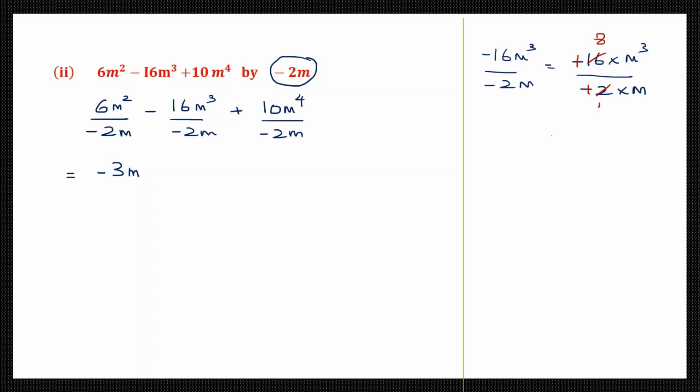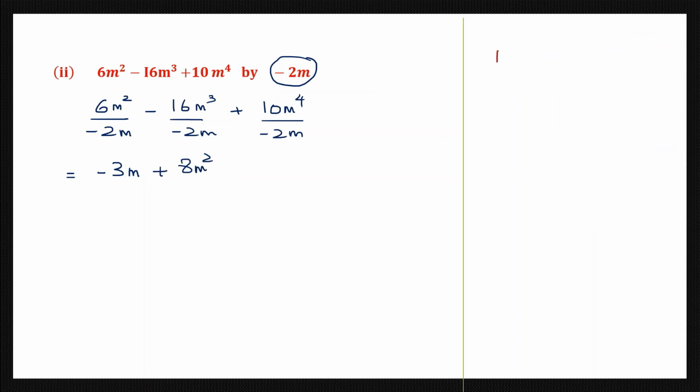And then we continue. What do we get? 8 into m to the power of 3 minus 1, 1 by 1. So that is 8 into m to the power of 2, or 8m to the power of 2. So that is plus now because minus into minus has become plus. So this becomes plus 8m to the power of 2. Now let's take the third term.